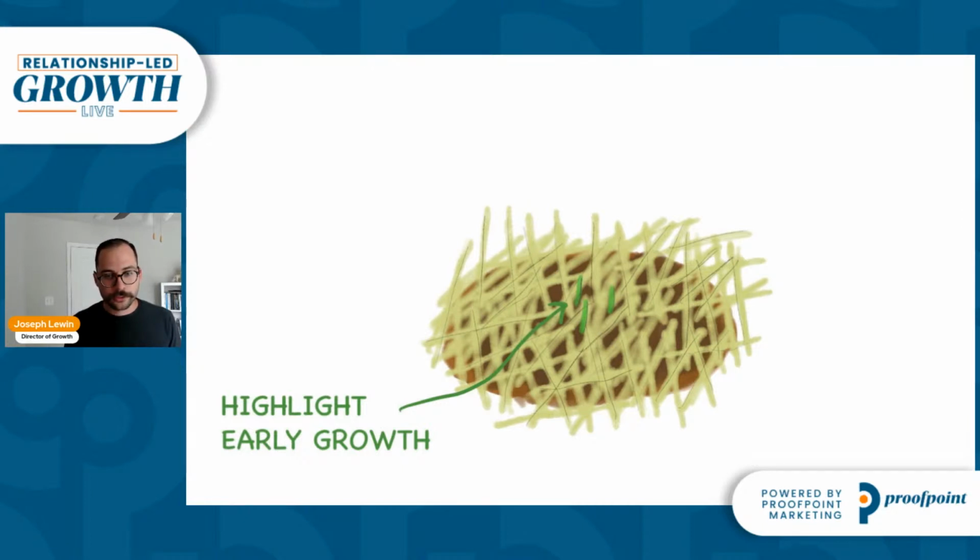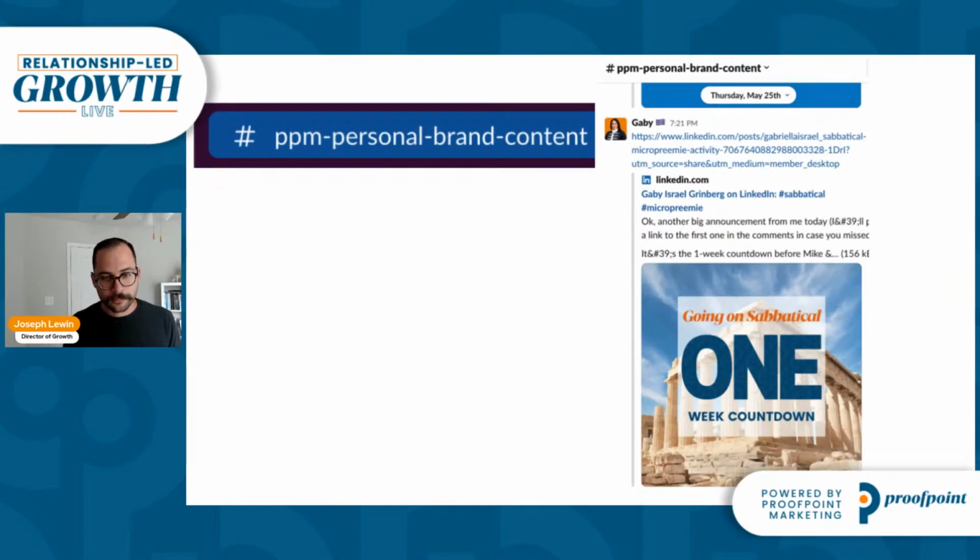One thing we do at Proofpoint is we have a personal brand content channel in Slack. And so individual team members can be posting their personal brand content in this channel. And that does 2 things. It brings visibility to the fact that people on our team are actually posting, but it also makes it really easy for people from the team to go and engage with that post, which is going to help it get more reach and help it get in front of more of our ideal buyers.